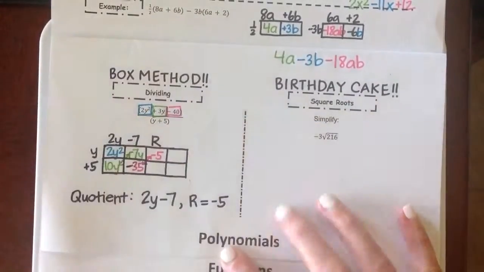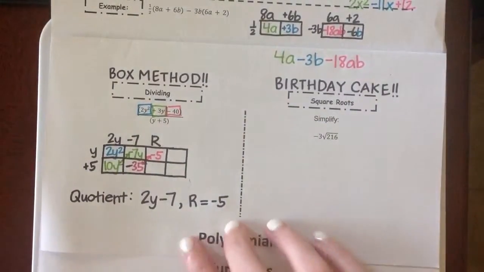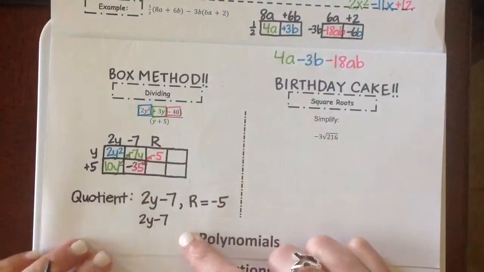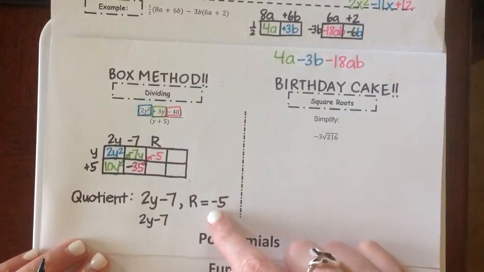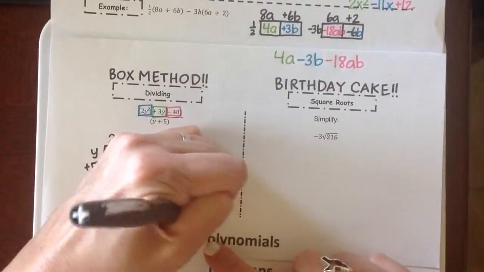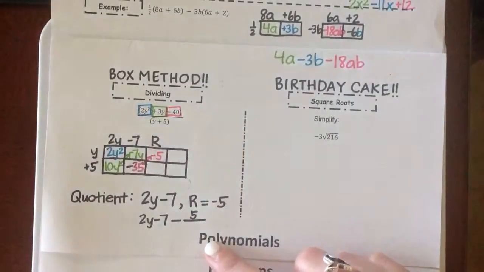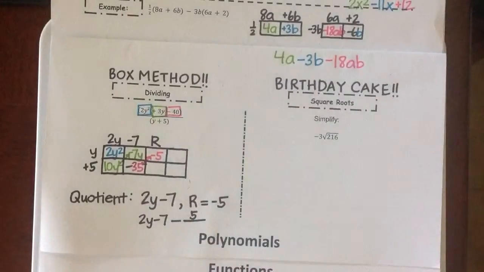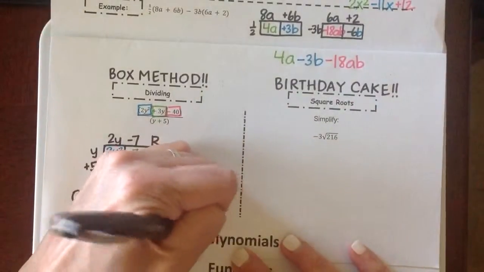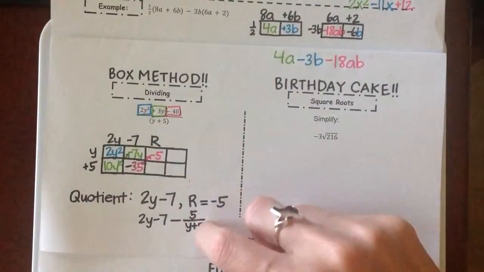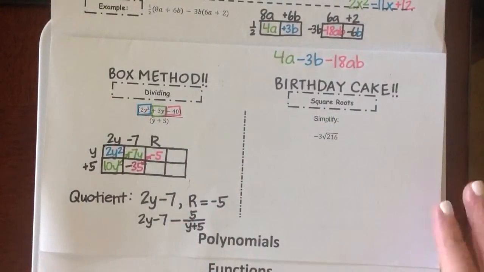Now, you may not see it written like this. How you're probably going to see it is you're going to see 2y minus 7, and then they're going to either add or subtract. You got to look at the sign of your remainder. Negative tells you are subtracting, and it's going to be 5 divided by, you're going to take your remainder and divide it by what? Well, what were we dividing by to begin with? We were dividing by y plus 5. And this is how you're going to see it if you have a remainder. That's how you're going to see your quotient written.